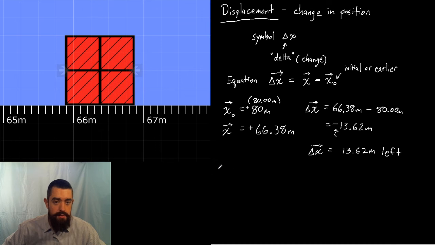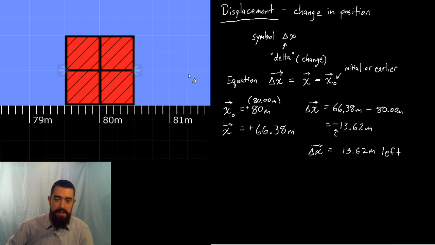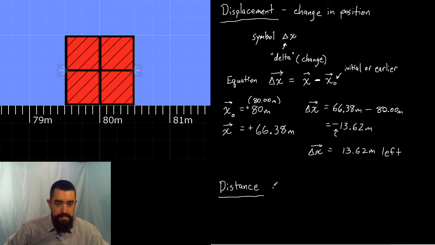All right, so that's it for displacement. Notice displacement doesn't tell me what happened in between. Well, let's go back to having the box at 80 meters. And let's talk about distance. Distance is how far you've gone along a path.